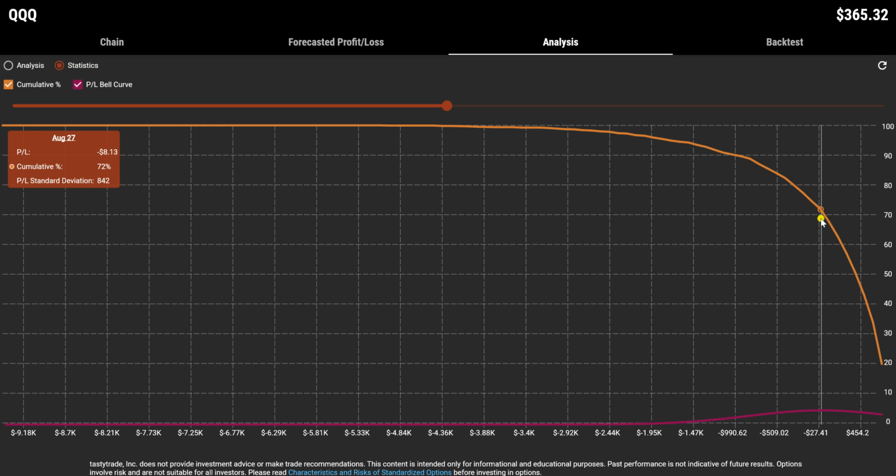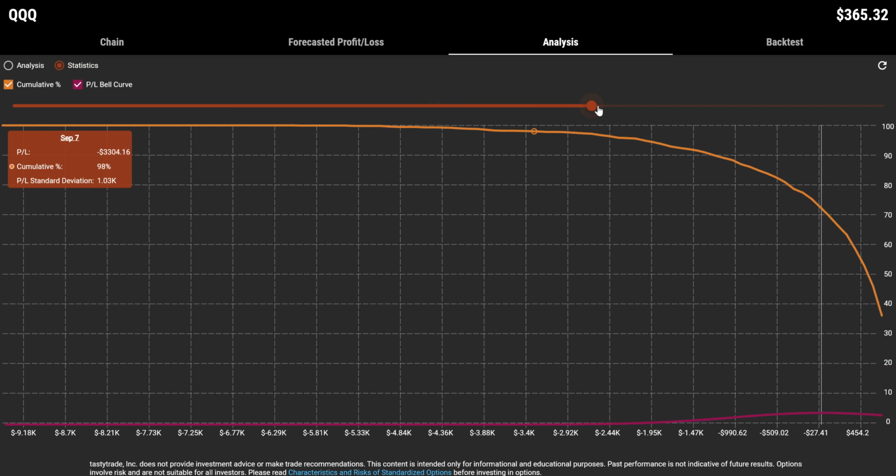So basically, you have a 70% chance that you're still at break even, and a 20% chance that the NASDAQ has ripped higher and you're at full profit at this time. So this is kind of cool to see.